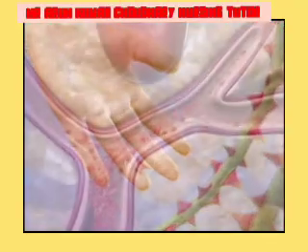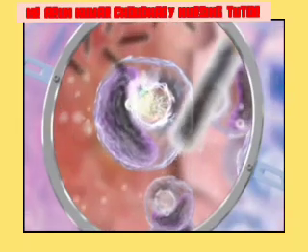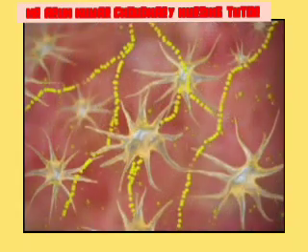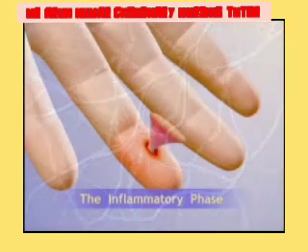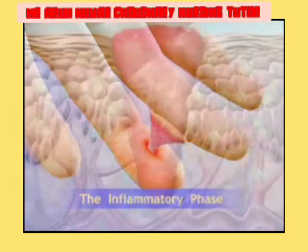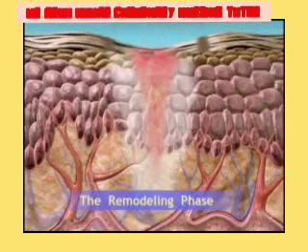Wound healing consists of filling the gap created by tissue destruction, followed by restoration of the structural continuity of the injured part through 3 phases of healing: the inflammatory phase, the proliferative phase, and the remodeling phase.